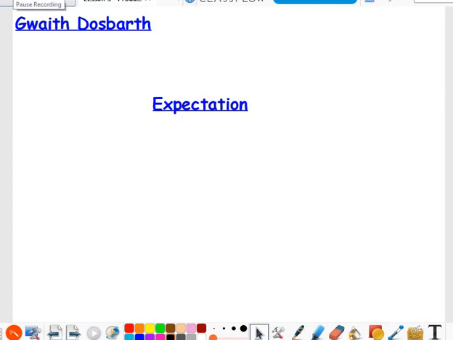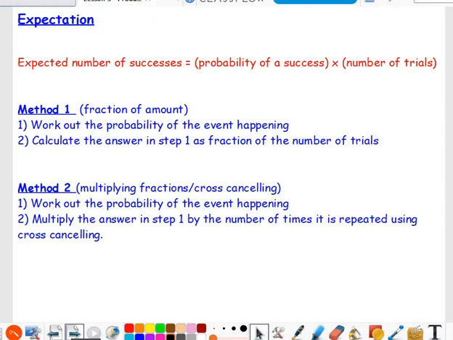Today's lesson, we're going to continue the topic of probability, but we're going to look specifically at expectation. In your big books, you can write the heading Gwaith dosbarth, expectation and today's date. So expectation talks about the expected number of successes. This is equal to the probability of a success times by the number of trials.